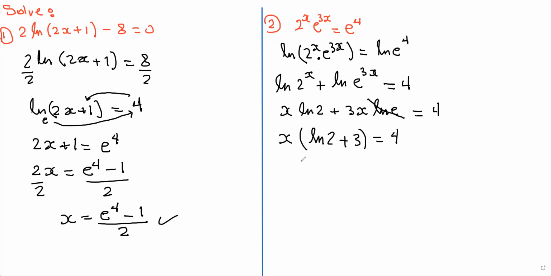Then divide both sides by ln 2 plus 3, and then you'll end up with x equals 4 over ln 2 plus 3, and this is your exact value answer. If you're curious, you could always find out what ln 2 is and add a 3, and whatever you get, 4 divided by that will give you the decimal answer. But we leave these answers in exact values.